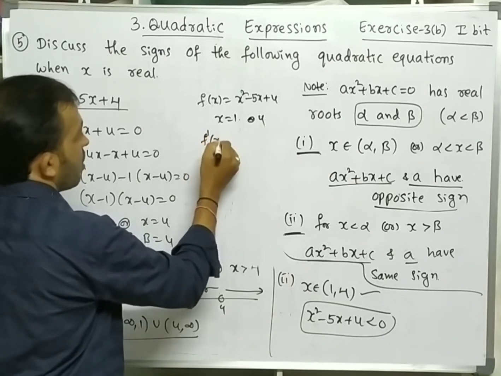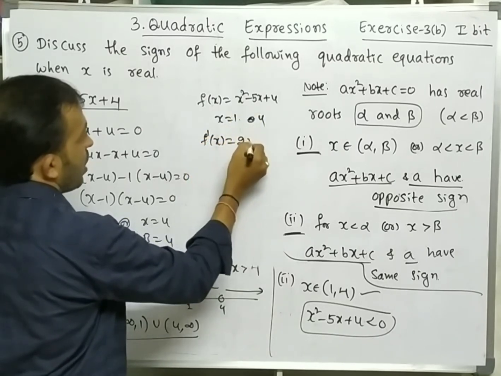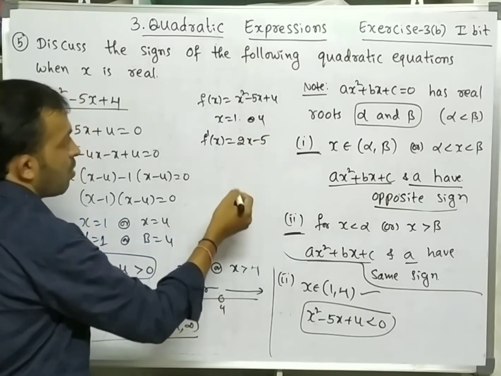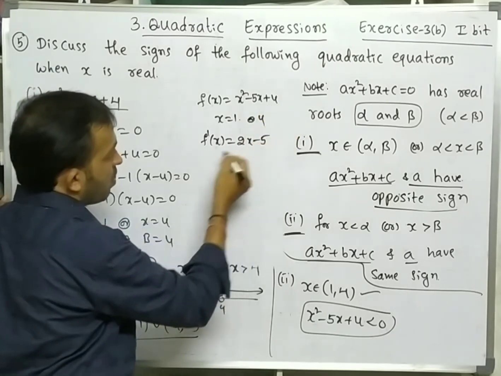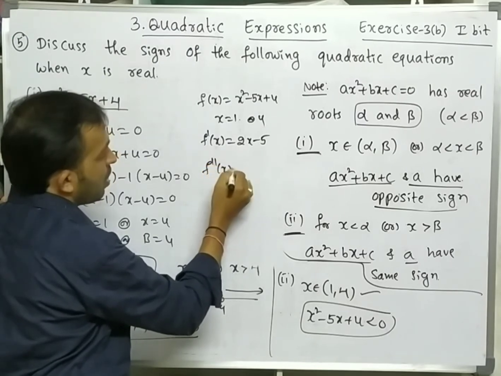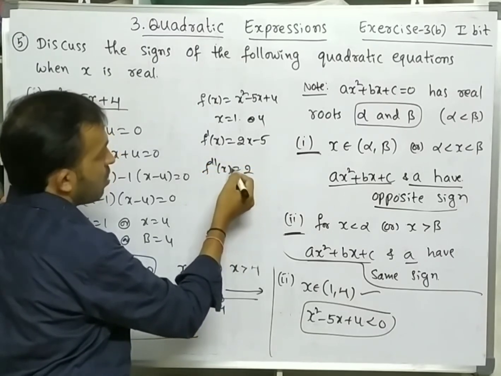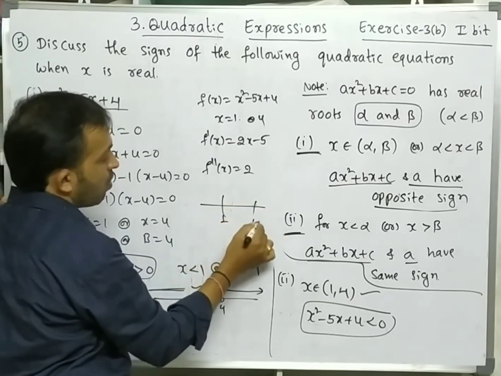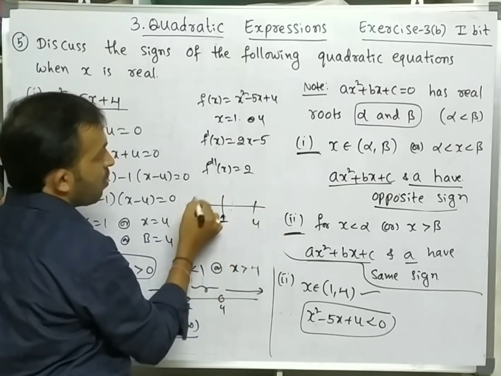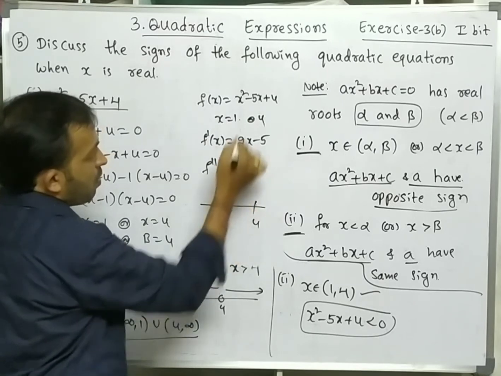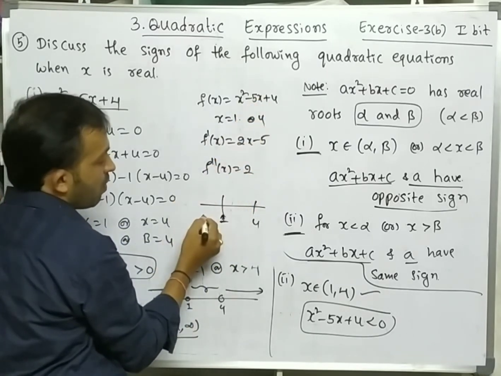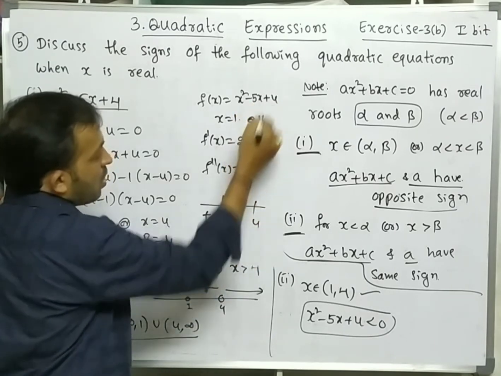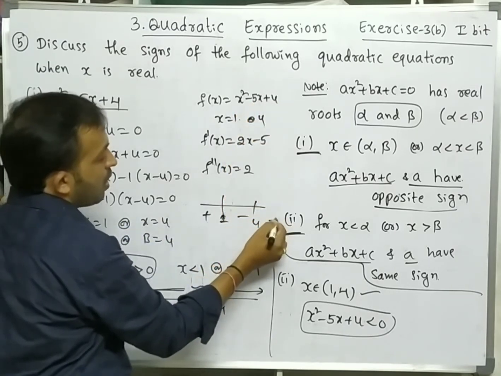So then differentiate with respect to x, you will get 2x minus 5 plus 4 derivative equals 0. If the double derivative is positive, this means it is positive. So 1 and 4 are critical points. Before 1, that means less than 1, we will get positive sign, and between 1 and 4 take any value, say 2, that is negative sign. After 4 we will get positive sign.